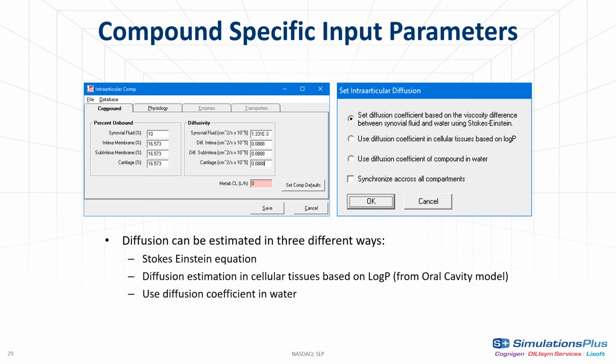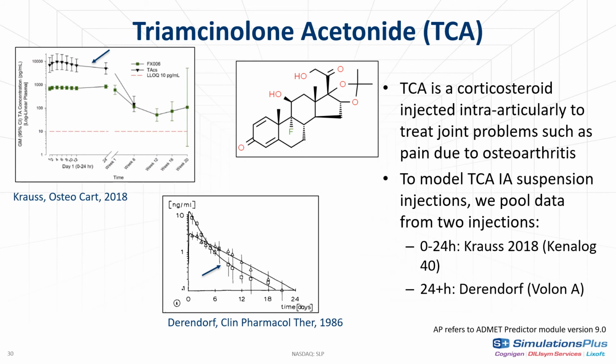And then the third option is to simply use the aqueous diffusion coefficient to model diffusivity in the compartments. The case study that I'll talk about here is a compound whose name I will not even try to pronounce, but we can call it TCA. TCA is a corticosteroid. It's often injected intra-articularly to treat joint problems such as pain due to osteoarthritis. We wanted to see how well we could model the TCA intra-articular suspension injections.